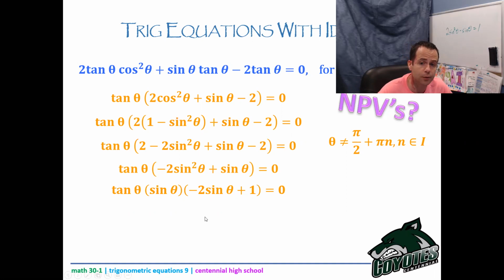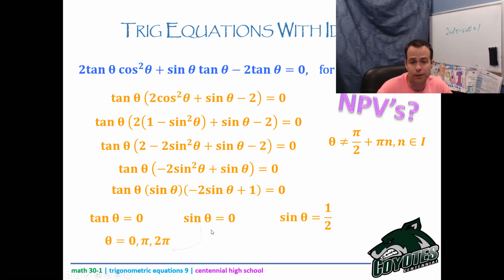Either tan of theta equals 0, or sine of theta equals 0, or negative 2 sine theta plus 1 equals 0. Remember, if this equals 0, I'm going to bring the 1 over. It'll be negative 1. Then I divide by negative 2. So that would end up being sine of theta equals a half. Where does tan of theta equal 0? For that one, I would be at 0, pi and 2 pi. Where does sine of theta equal 0? Actually in the exact same spot, so there are no additional solutions yet. And where does sine of theta equal a half? I'd be looking at pi over 6 and 5 pi over 6, quadrant 1 and quadrant 2 there. So those are all my answers.